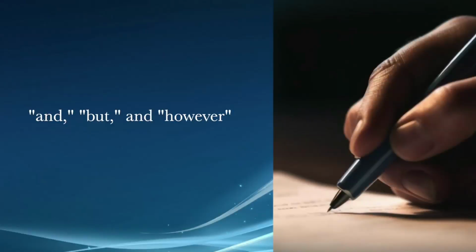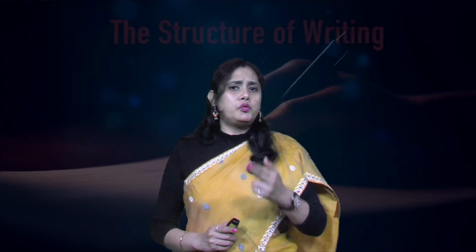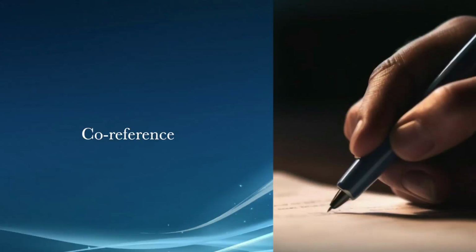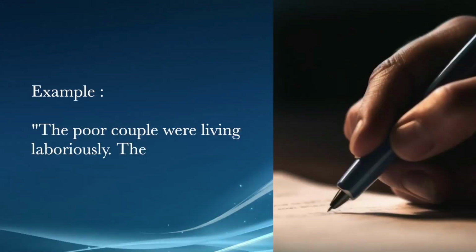By using overt connectives, words like "and," "but," "however," all link ideas explicitly. We have already discussed this concept in the first video of this module. So next is co-reference. This involves referencing earlier or later parts of the text. For example, the poor couple were living laboriously. Their struggles were immense. So here we see it involves referring to the poor couple when we say "their struggles."